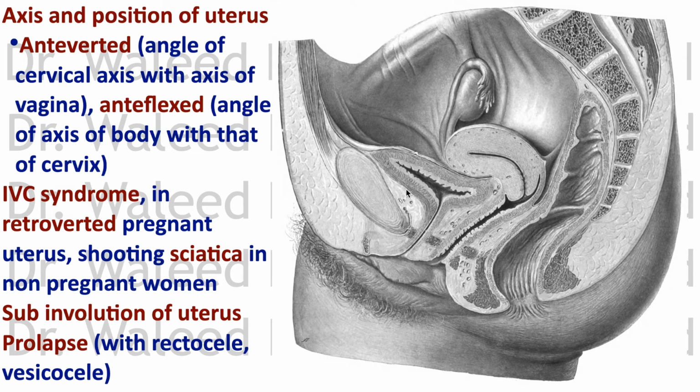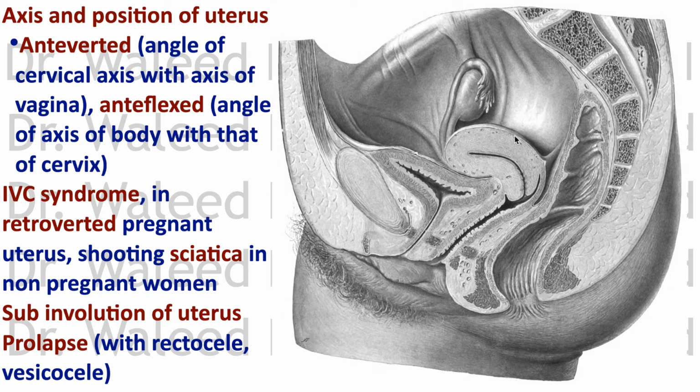Now, for the position of the uterus, we have two axes. See, this is the axis of the vagina, this is the axis of the cervix, and this is the axis of the body. We use two angles between the axes. The angle between the axis of the vagina and the axis of the cervix is the angle of anteversion. Anti with an E means forward, thrown forward relative to the vagina.